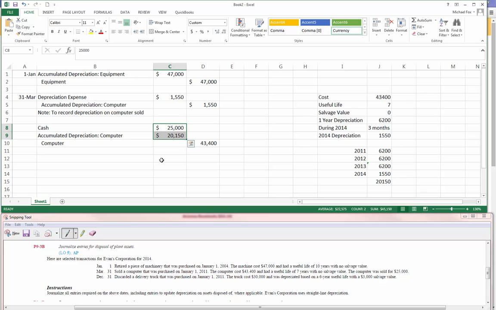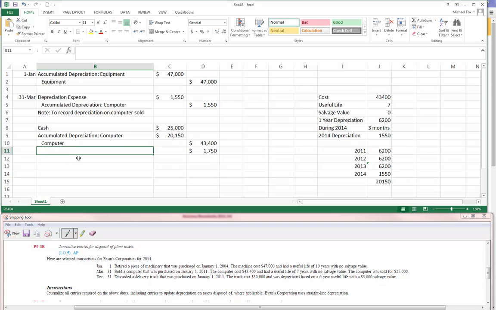So if I've got $45,150 on the debit side, and I have $43,400 on the credit side, that amount would be, let's find out, $45,150. I'm using a calculator off screen that you can't see, minus $43,400 gives me a balance of $1,750. And that $1,750 is going to represent the gain on the disposal of the asset, or of the computer.